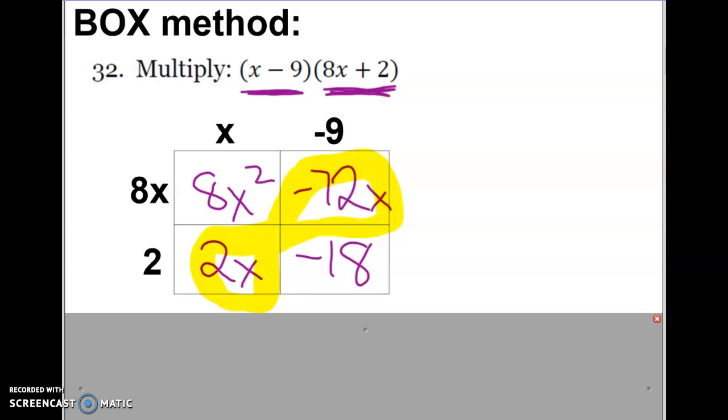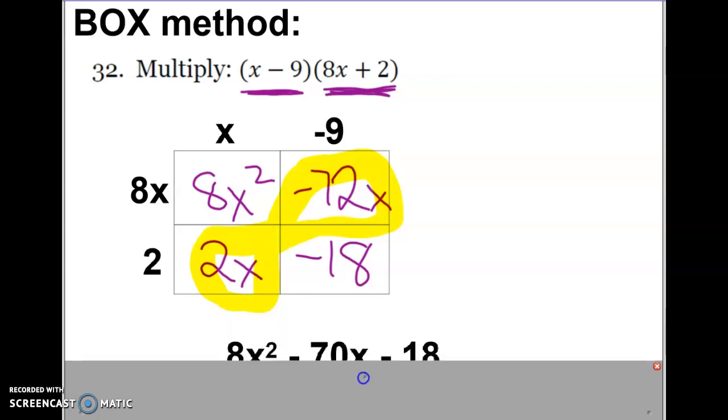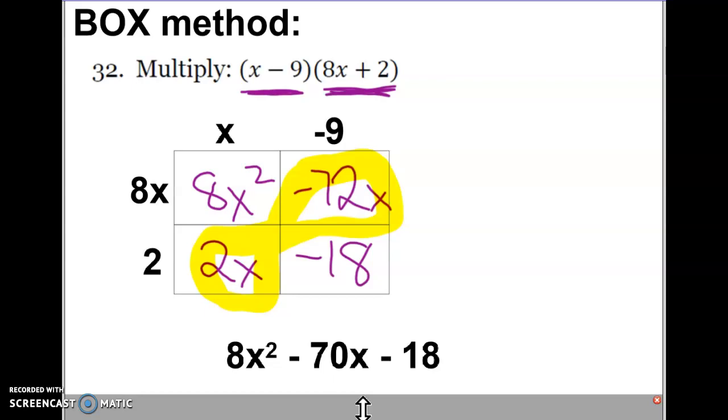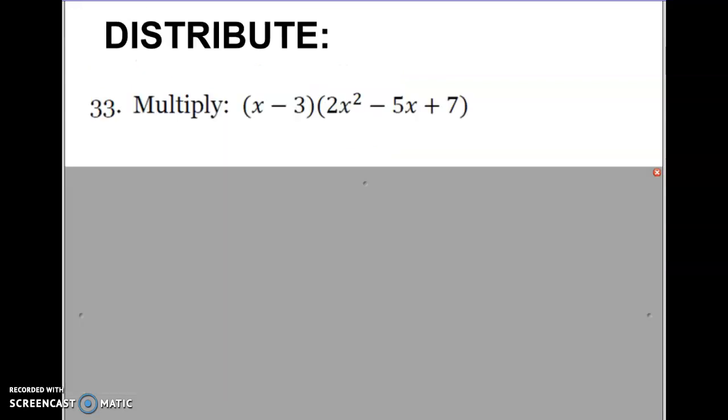So once we find those like terms and we combine them together, the final answer to this problem is 8x squared minus 70x minus 18. All right, so if we're not going to use the box method, we can use the distributive property instead. This one actually is going to have a little bit more that needs to be distributed, but let's just look at it one piece at a time.